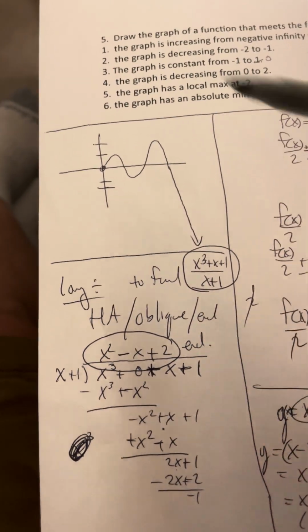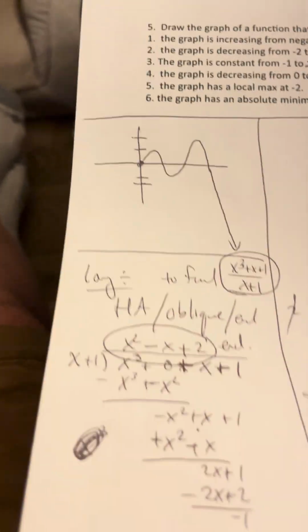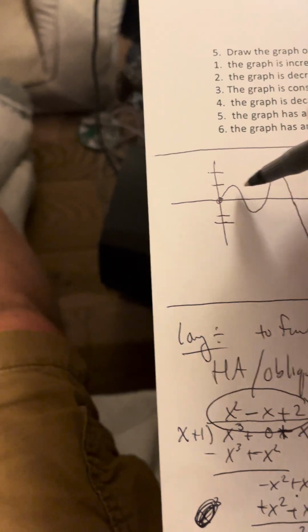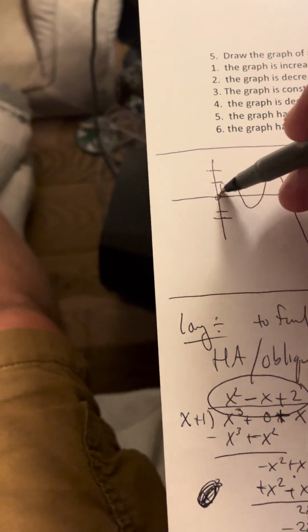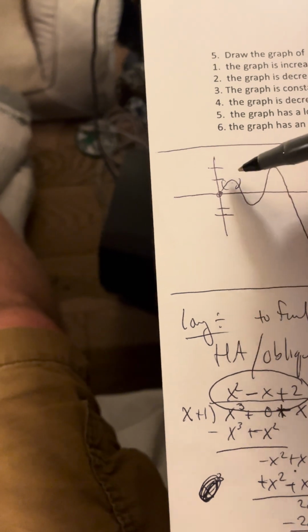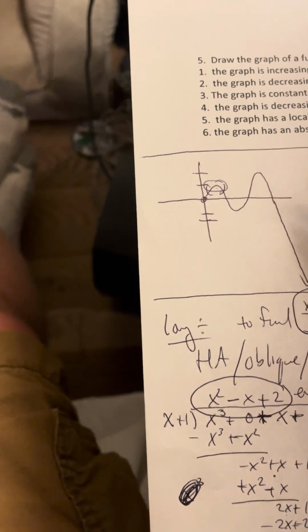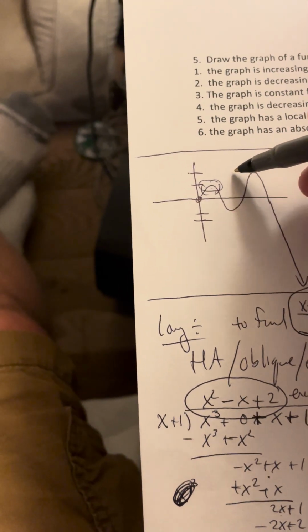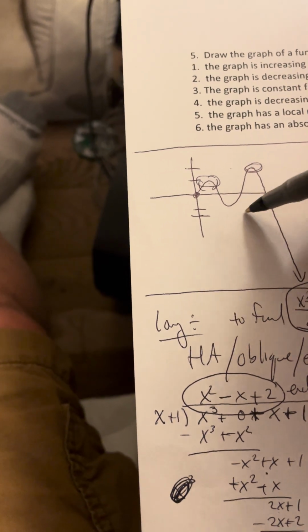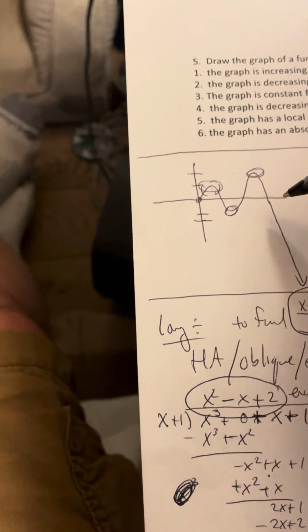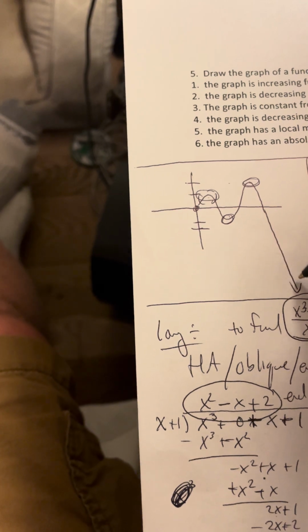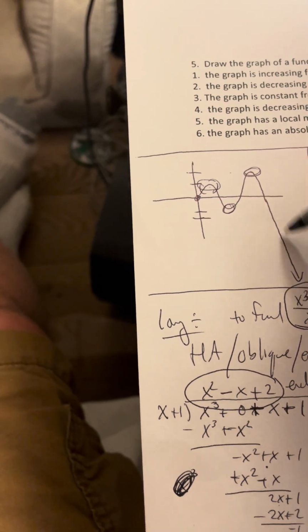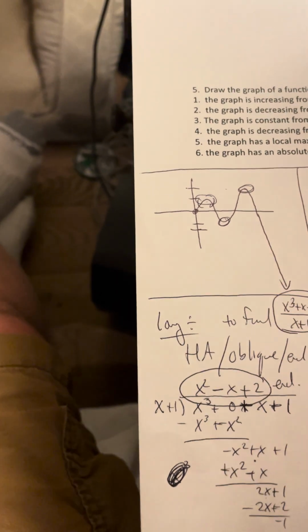Here's a graph. We're looking in this region because this is higher than this. This is just a local maximum. This is the highest point, so it's the absolute maximum. This is a local minimum, but there is no absolute minimum because this graph goes off to negative infinity.